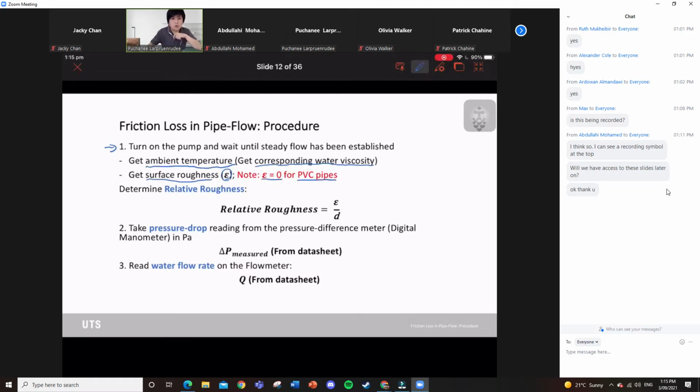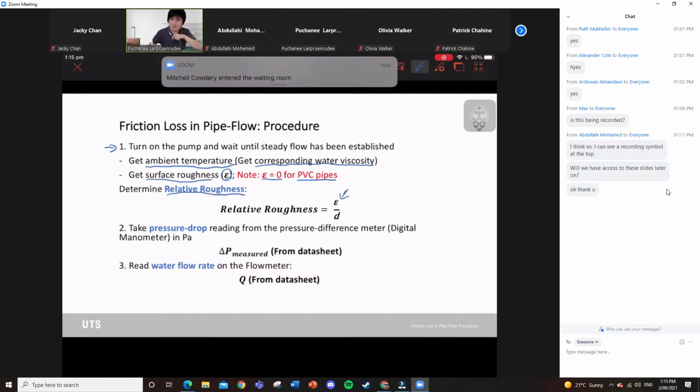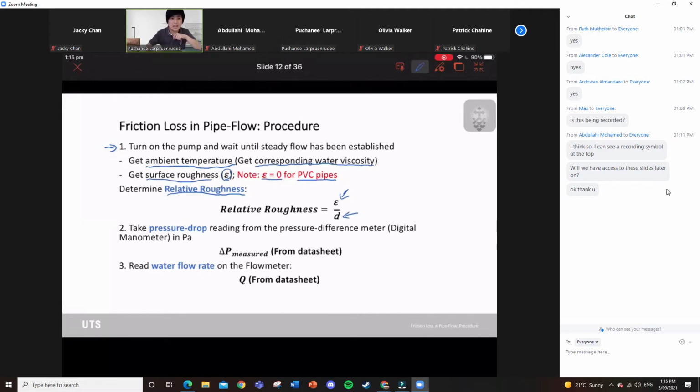After that, you need to determine the relative roughness. The relative roughness is equal to the roughness divided by the pipe diameter, and it should be the inside diameter. And then you will take the pressure drop reading from the pressure differential on the digital manometer in Pascal. This one we call the delta P measure. You can get it from the data sheet as I showed you before.